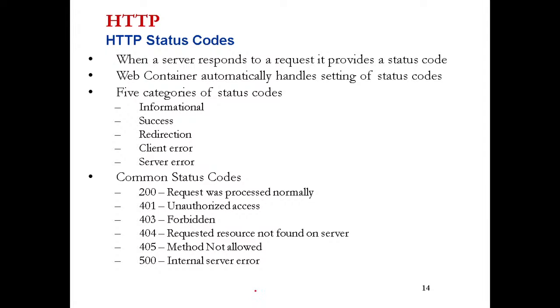Common status codes are 200, request was processed normally. Then 401, unauthorized access. 403 is forbidden. 404, requested resource not found on server. 405 is method not allowed, and 500 is internal server error. These are the status codes with their meanings.